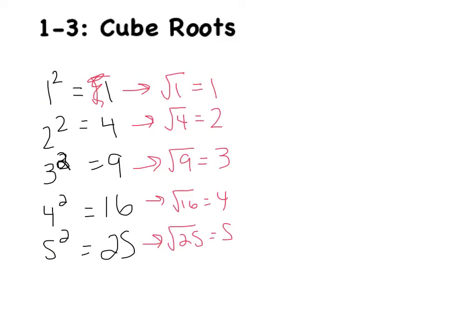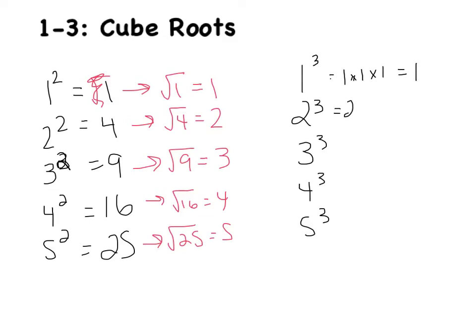Okay. For cube roots, we're going to look at something very similar. Instead of squaring the initial numbers, we're going to raise them to the third power. Okay, so let's look at a couple of these. What you'll notice is 1 cubed means 1 times 1 times 1. In this case it equals 1.